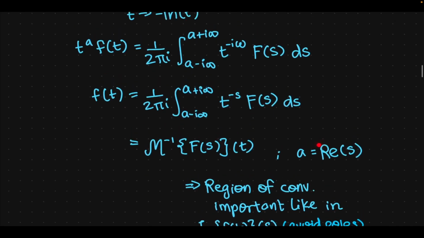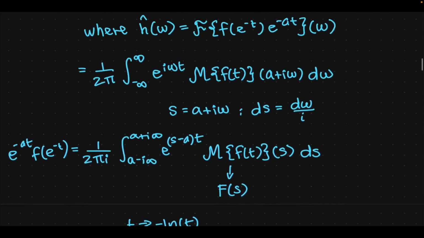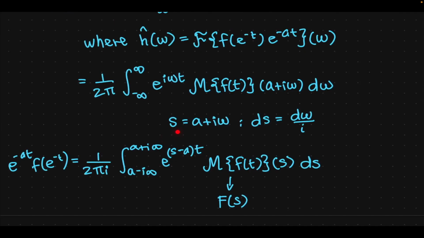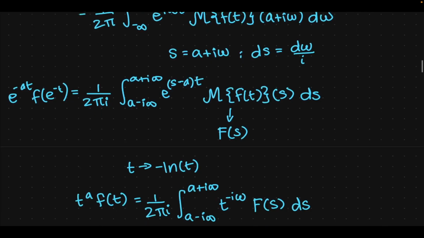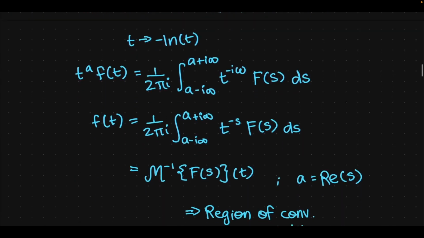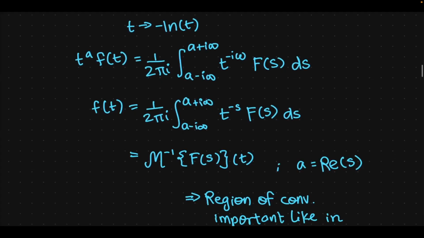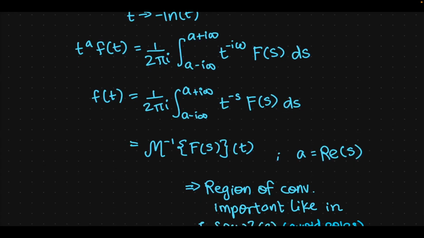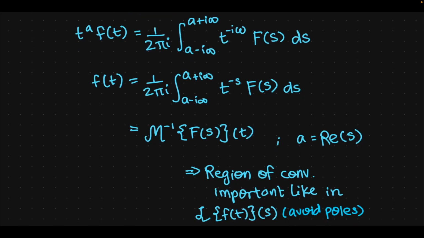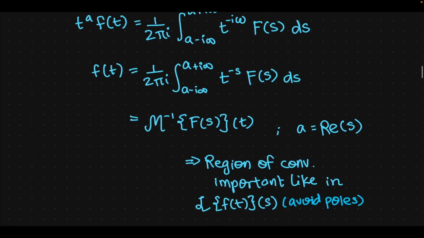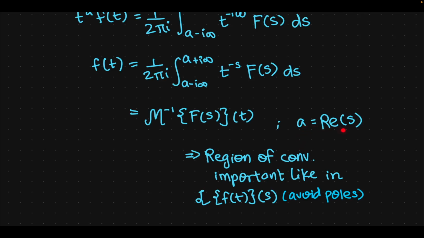And we need to be careful what a is. Well, let's see what a was. a was the real part of s. What was s? s was this complex number designation that we had on this complex frequency, which should look like a modified Fourier transform to you. And that's exactly how we get this inverse, by basically just relating this with the modified Fourier transform. So a is just the real part of s.